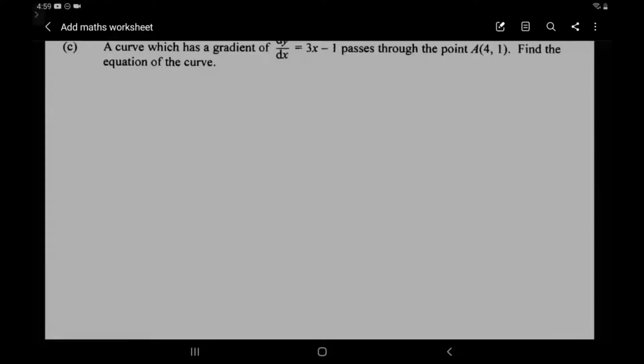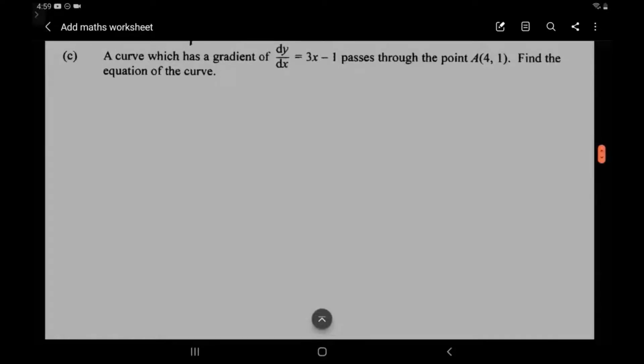Good day, everyone. So this video is a continuation of what we were doing with respect to add maths on the integration worksheet. Okay, so let's take a look at the questions.